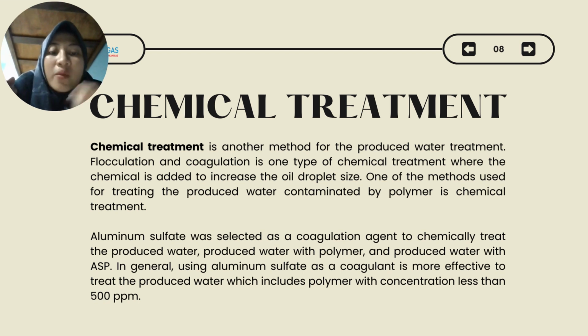Produced water with the polymer and produced water with the ASP. In general, using aluminum sulfate as a coagulant is more effective to treat produced water which includes polymer with concentration less than 500 ppm.